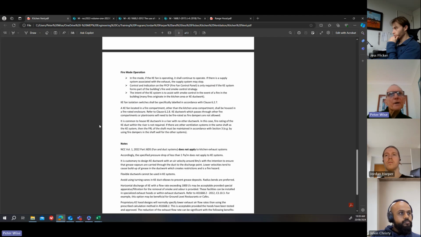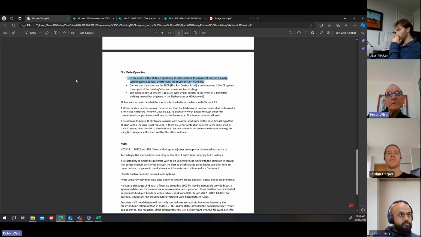Now, going on to fire mode operation, again, we're still talking about AS 1668 Part 1. These are requirements. You probably haven't had a lot to do with fire mode at this stage, but just so you know, because this will come up time and again. If there's a fire alarm and the kitchen exhaust fan is operating, it must continue to operate. So you don't switch it off, you keep it running if there's a fire.